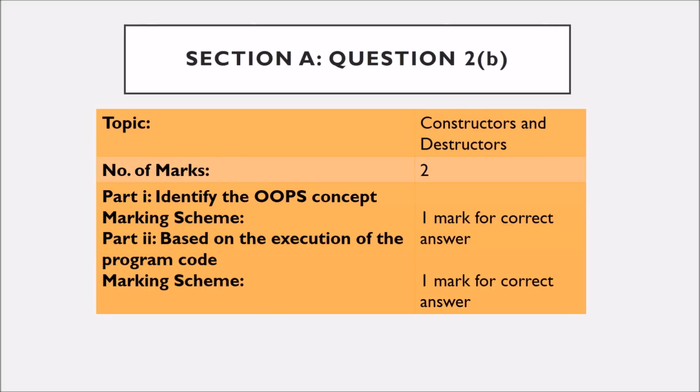Question number 2, part B, is of 2 marks. It is generally based on the concept of constructors and destructors. Usually, a program code is given and there are 2 parts. In the first part, you are expected to identify the OOPS concept which is being illustrated in the code. The second part is based on the execution of the program code. Kindly revise all 3 types of constructors: constructor overloading, destructor, and constructor and destructor invocation to answer this question.